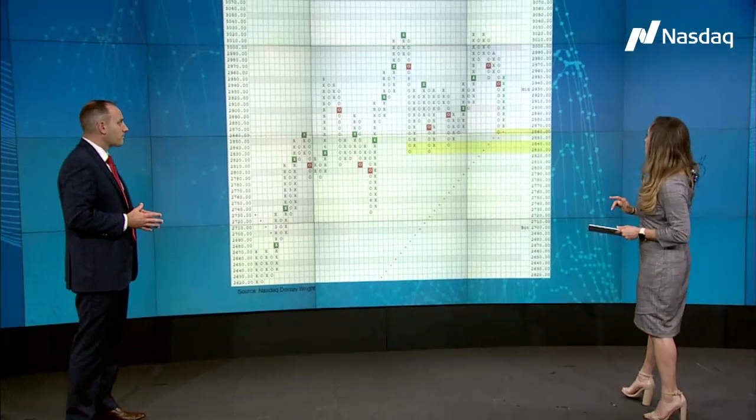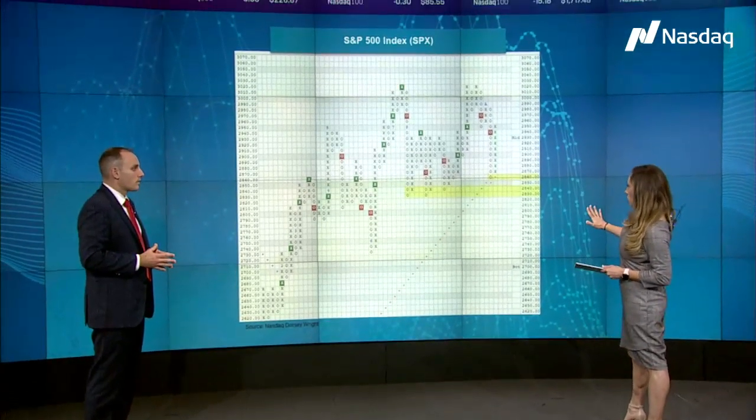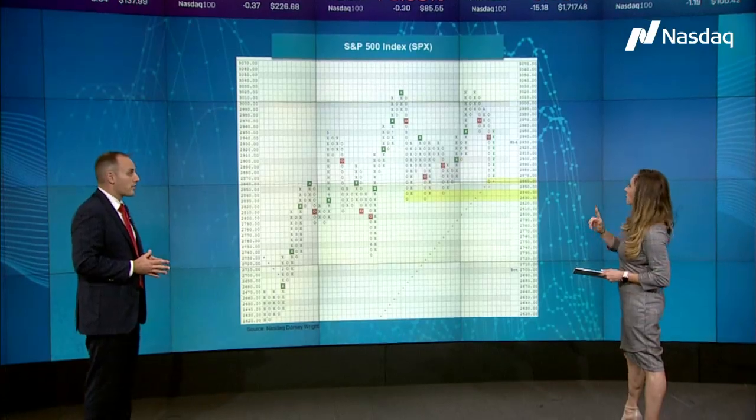That's an excellent point. Let's pull up the first chart you have for us. This is the S&P 500, the point and figure chart, correct? Yes, the point and figure chart for the S&P 500. The point and figure chart consists very simply of X's and O's. X's represent prices rising, O's represent prices falling.